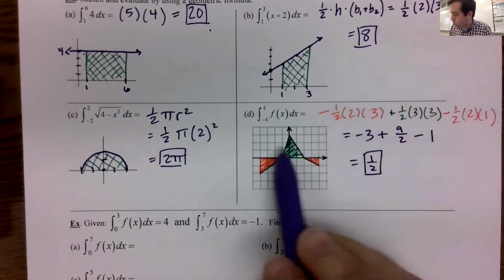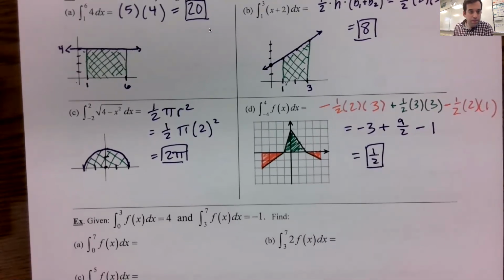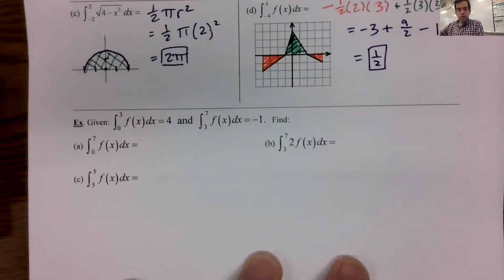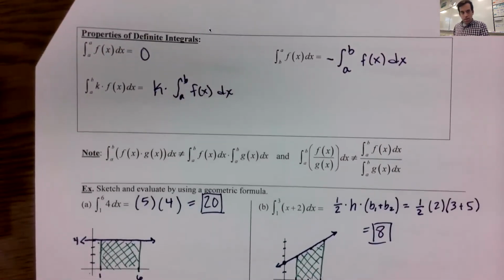So even though there's a whole bunch of area going on over there, because a lot of it was negative, the total is only 1/2. Okay? So now we're going to use some of those properties of definite integrals from the top of the page. Again, those look like this.